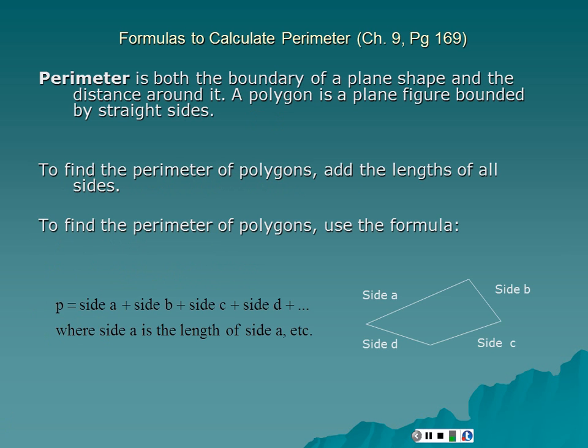Now let's try some formula to calculate the perimeter. Now what is perimeter? So perimeter is the boundary of a shape. We are talking about all the plane shapes and the distance around it. For an example, let's say this is a shape. We have 4 sides here. Now if we add all the 4 sides, then we get the perimeter of this shape.